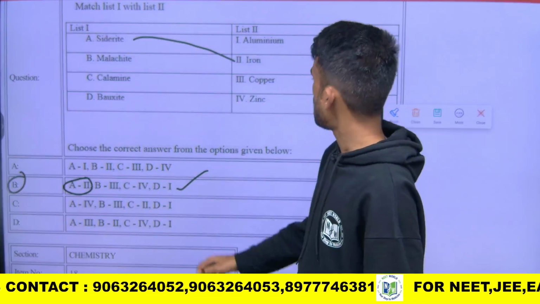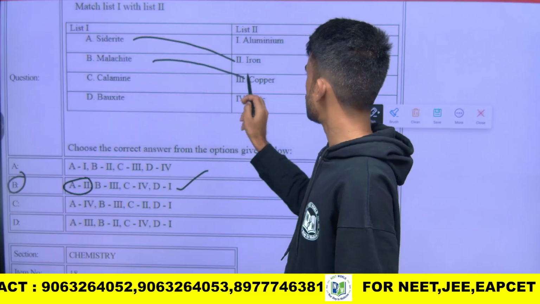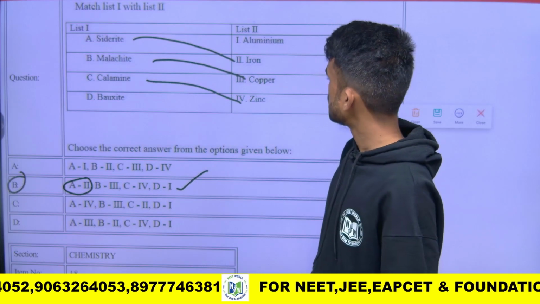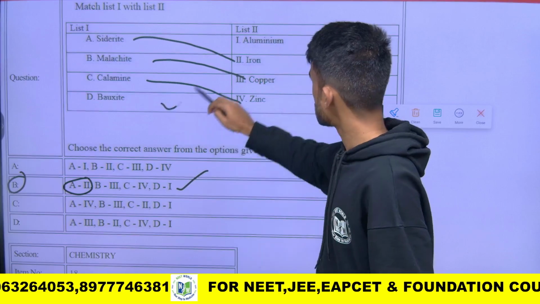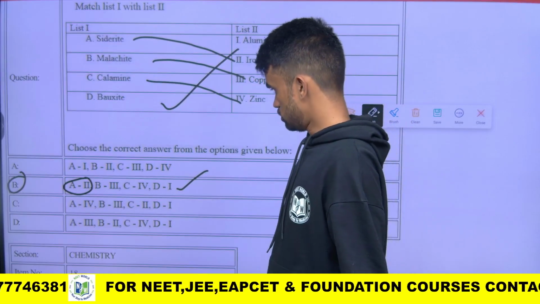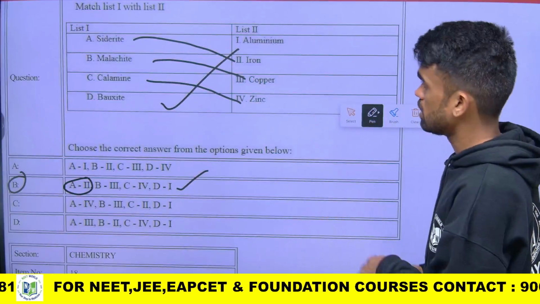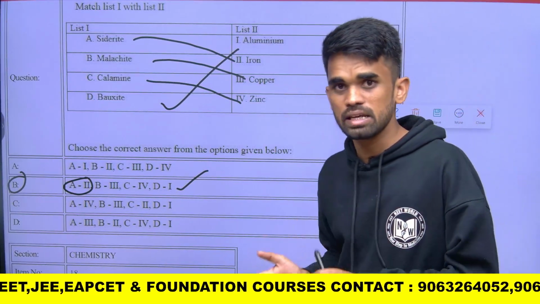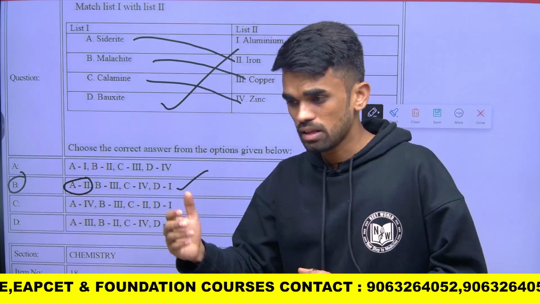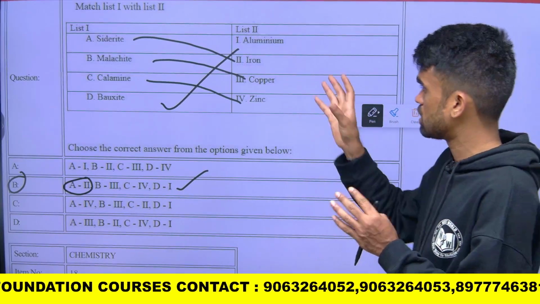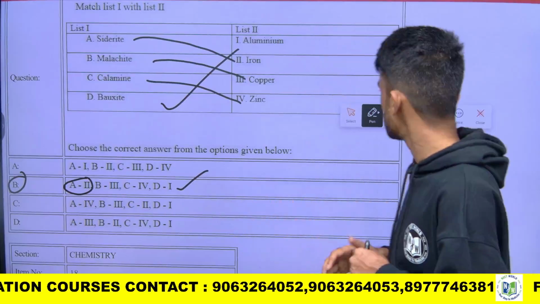The next, malachite, is for copper. Calamine is for zinc. And the next, bauxite, for aluminum. That's it. Very basic things. Important: you should at least focus on the repeated questions, at least the minerals and their formulas, and especially what metal is obtained from that mineral. So that is what you should focus on.